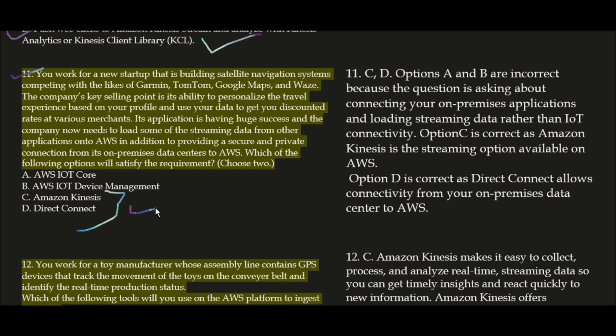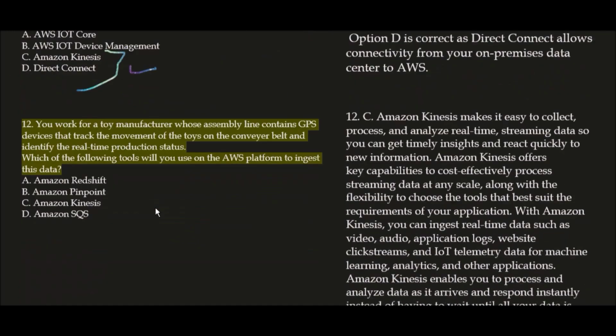As well as Direct Connect allows connectivity from your on-premises data center to AWS. Okay. Option A and option B, they both are incorrect because the question is asking about connecting your on-premises application and loading streaming data rather than IoT connectivity. That's why option C and option D are correct for this question. Next question.